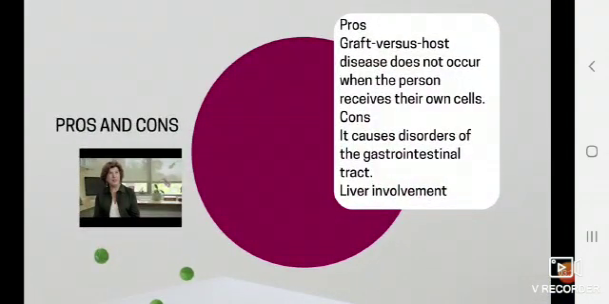Pros and cons. Pros: graft-versus-host disease does not occur when the person receives their own cells. Cons: it causes disorder with gastrointestinal tract involvement.